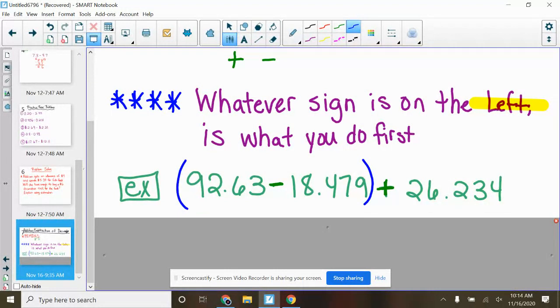Okay? Since you have been taught how to subtract decimals, and the tips you have to do when you subtract decimals, like lining things up, putting the big number on the top, and filling in zeros in all the empty spaces, go ahead and work 92.63 minus 18.479. If you've already done it, just relax for a minute and give your friends a chance to come up with an answer for that piece.